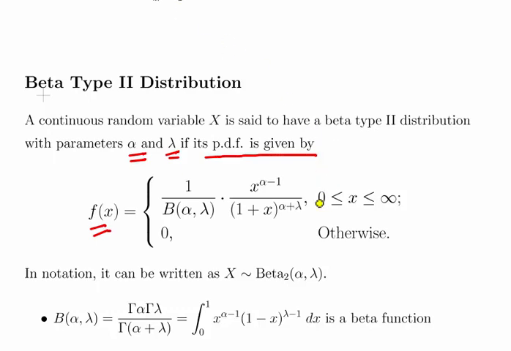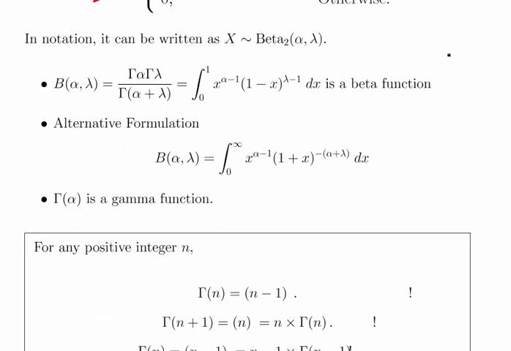Now you'll notice here we have a range of values that this PDF applies to, and that is 0 to infinity. That's the key difference between this and the type 1 distribution, where the support is 0 to 1. That has important consequences going forward. In notation, it can be written as x tilde beta 2 alpha and lambda. Usually I would write beta here, but for some reason beta doesn't work in this setup, so I just had to switch it to lambda.